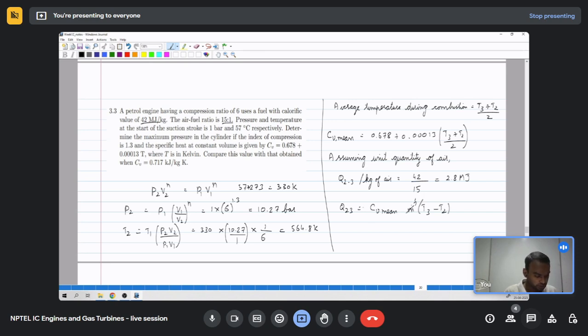know this is 1, we are assuming for unit kg of air, and on the left hand side we have writing in terms of kilojoules, we will have 2800 equal to CV mean is 0.678 plus 0.00013 T3 plus T2. T2 we know is 564.8, so I write it as 565 by 2. So this is CV mean, and then we have T3 minus T2, that is T3 minus 565.